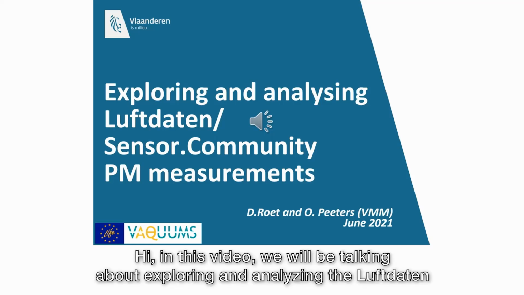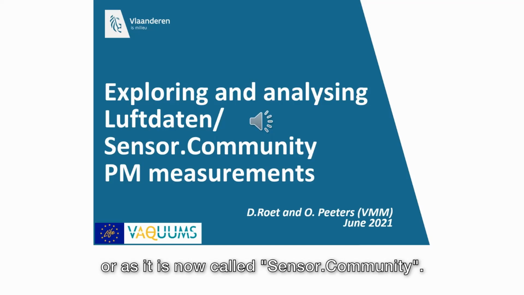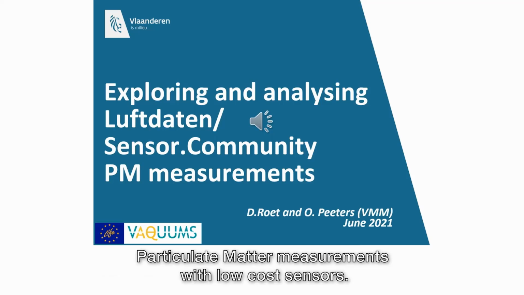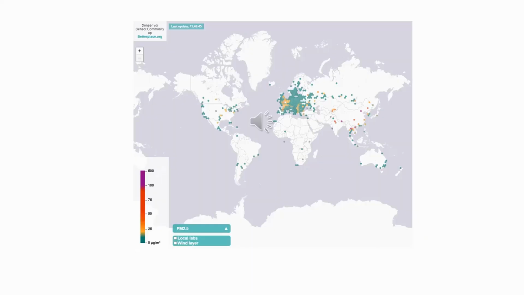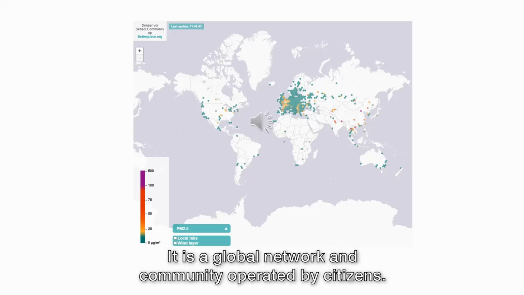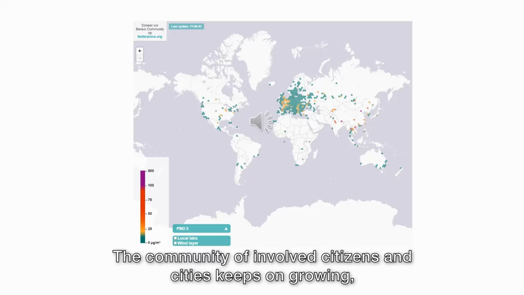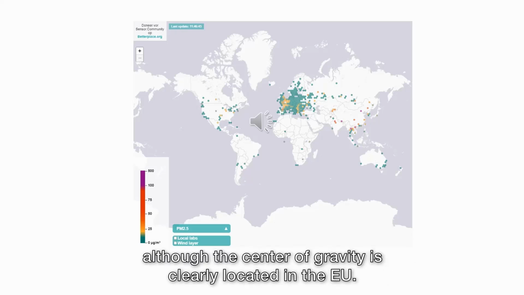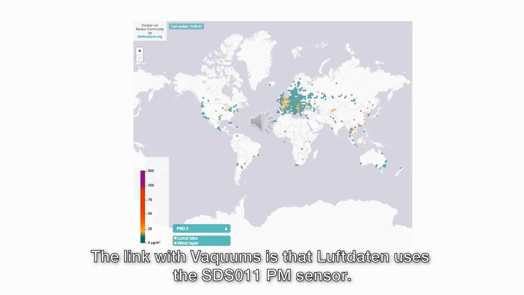Hi, in this video we will be talking about exploring and analyzing the Luftdaten, or as it is now called Sensor.community, particulate matter measurements with low-cost sensors. Here you see a map of the active Luftdaten sensors around the world. It is a global network and community operated by citizens. The community of involved citizens and cities keeps on growing, although the center of gravity is clearly located in the EU. The link with vacuums is that Luftdaten uses the SDS 011 PM sensor.